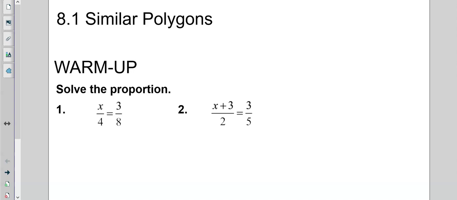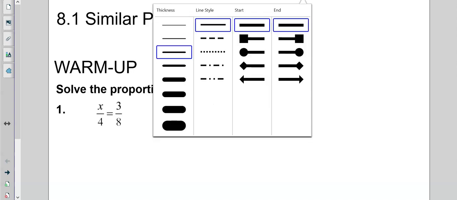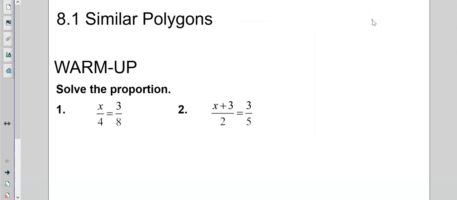All right, 8.1. So we're going to start off with some review problems, just some concepts we're going to need in this chapter. So when you have two equal fractions, that is a proportion. To solve proportions, we are going to cross multiply and solve. So 8 times x equals 3 times 4.